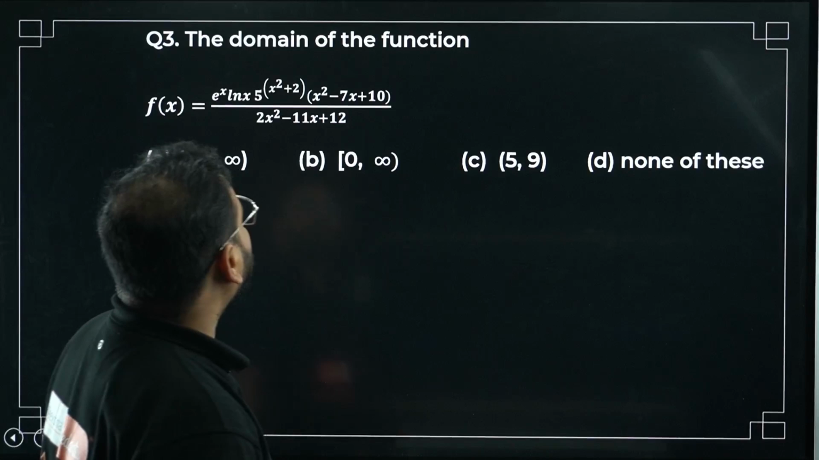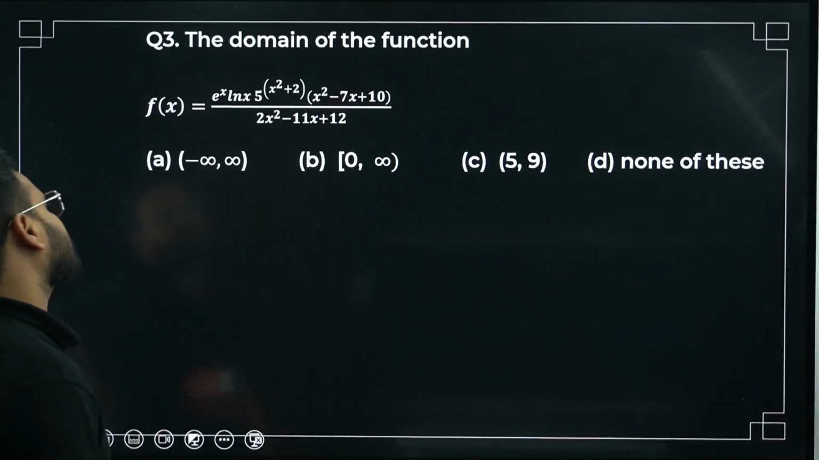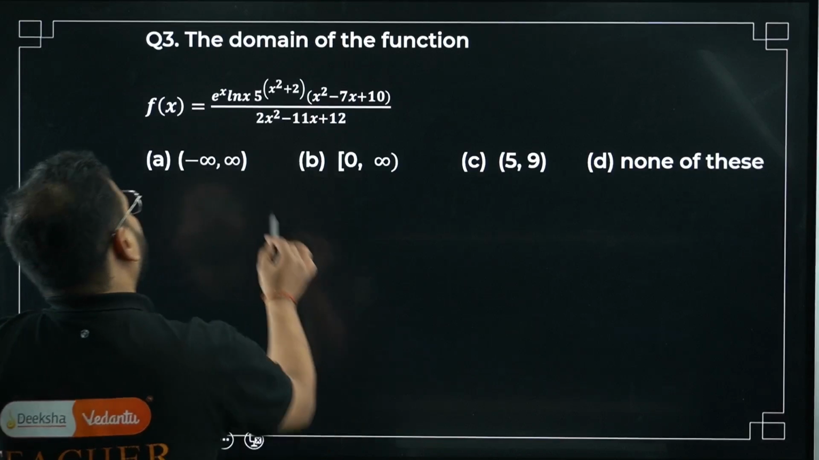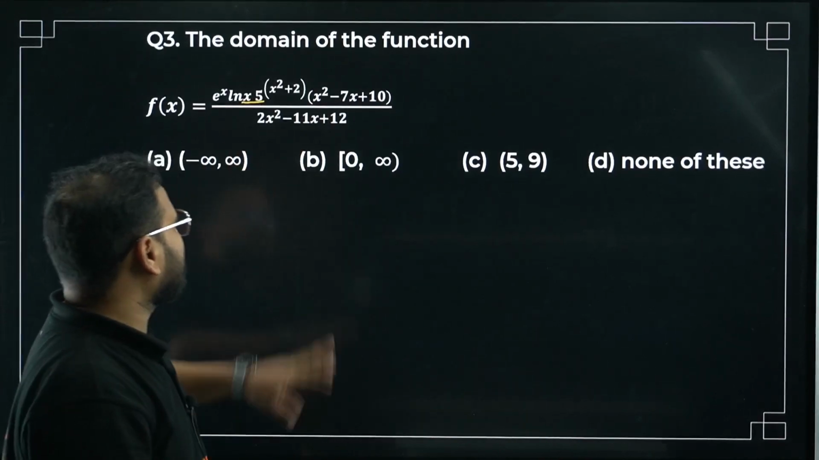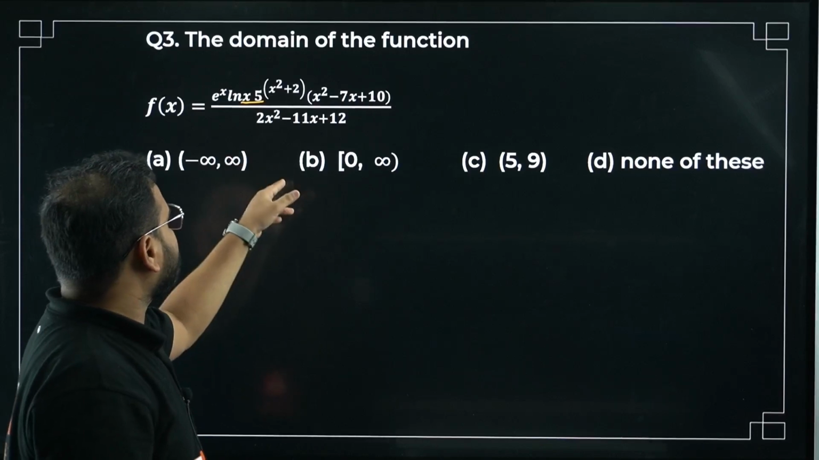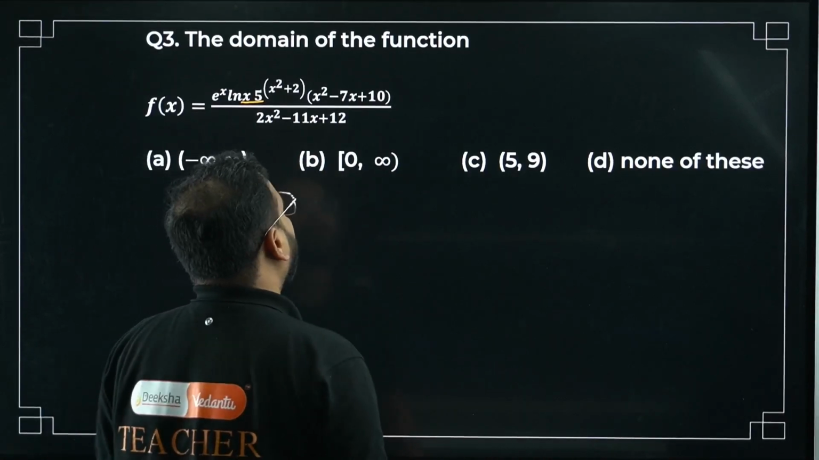Question number 3, the domain of the function f of x given as e power x times ln x 5. Okay, this all is a product, x into 5 into x power 5 power x square plus 2, and this x square minus 7x plus 10 by 2x square minus 11x plus 12 would be the domain we are looking to find out. So we have to apply 2 constraints over here.